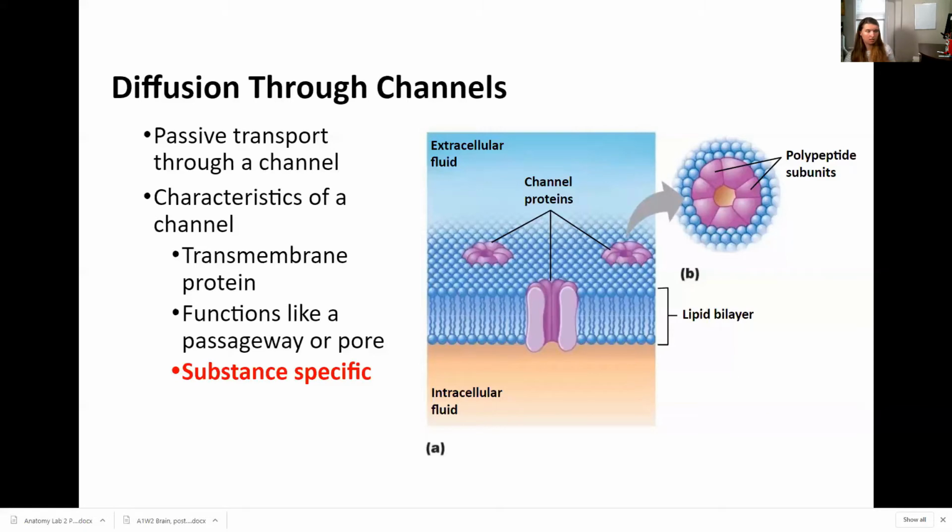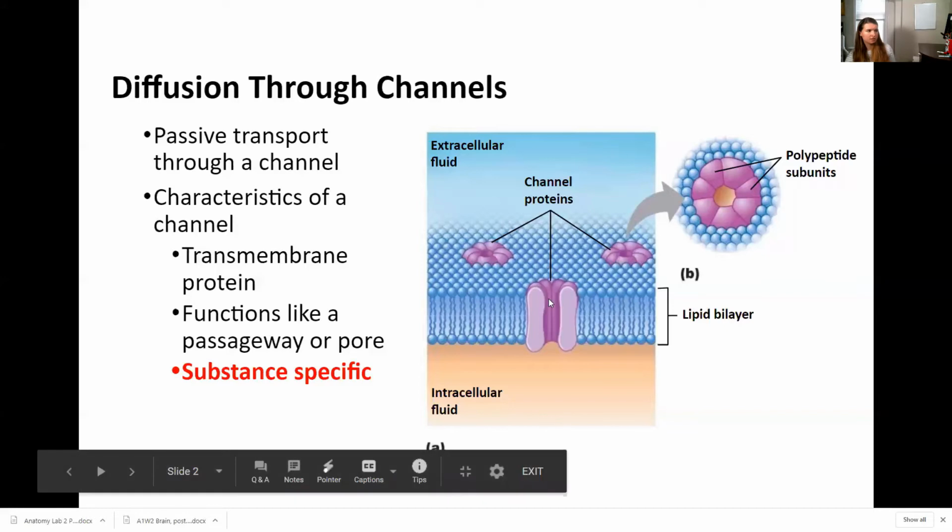So like a carrier protein, a channel is a transmembrane protein, which means it has a polar side to touch the ECF, a polar side to touch the ICF, and then a non-polar region in the center, which allows molecules to pass through. And it's going to function like a pore. So when we draw them, you can see they look like pores, basically. We can see this hole, this tunnel through the center.